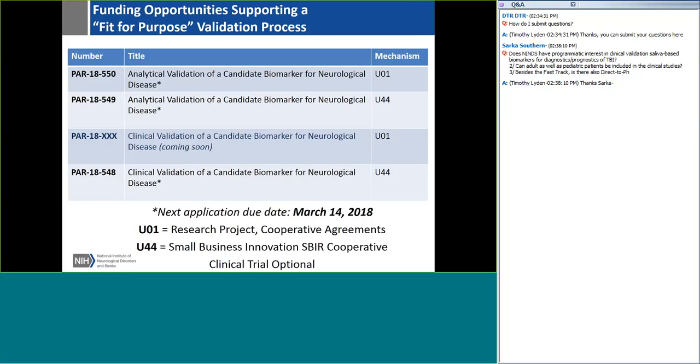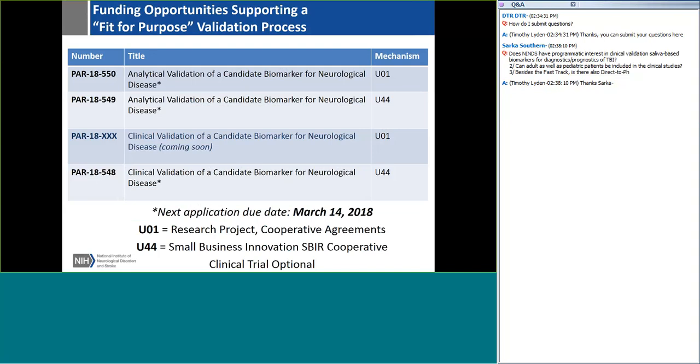Okay. So this slide, the third slide right now, tells you about the funding opportunities supporting a fit-for-purpose validation process. We have 4 funding opportunities, but really we only have 2 in concept. We have one for analytical validation of a candidate biomarker for neurological disease.